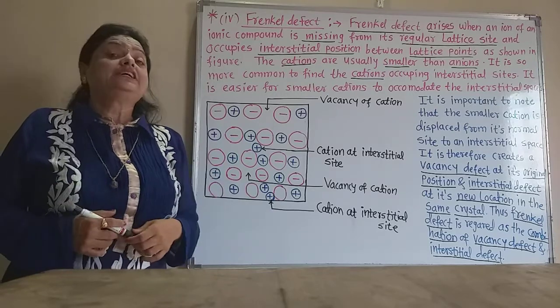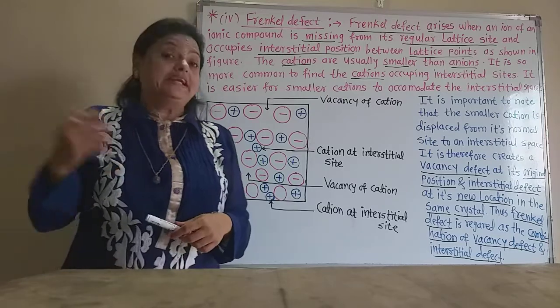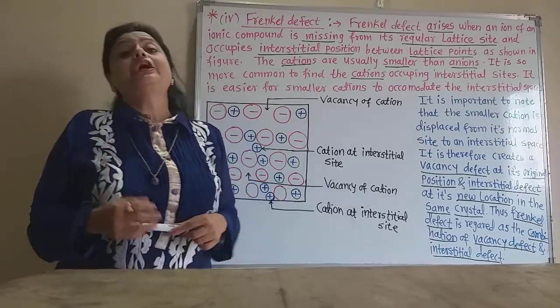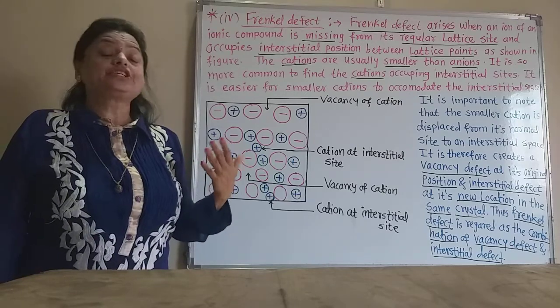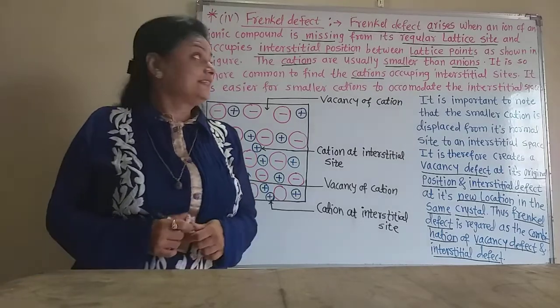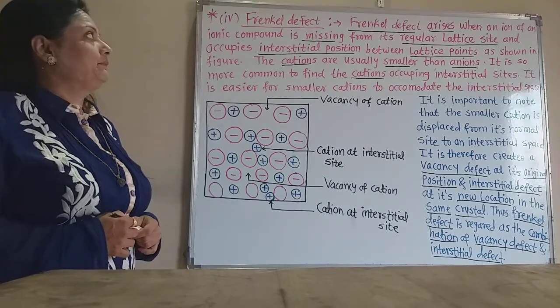There are mainly 3 types of defects: the point defect, line defect and plane defect. But in this standard we have to learn only the point defect, and in it there are these 4 types of defects. Now let us learn the 4th defect, that is the Frenkel defect.